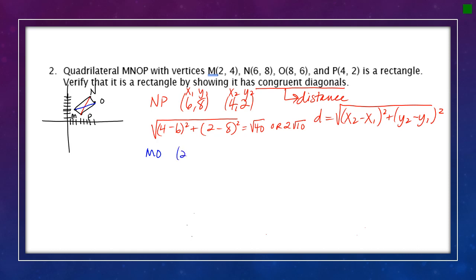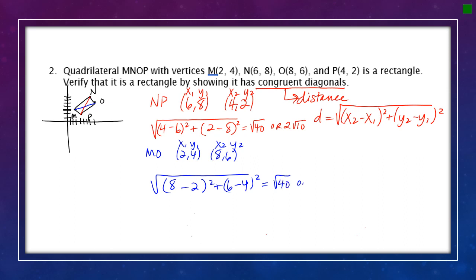And then for MO, my points are 2, 4, and 8, 6. So then when I plug this into the formula, I would have 8 minus 2 and 6 minus 4. And that grand total would be 36 plus 4 again, and that is also 40. Or again, 2 root 10 if you wanted to get fancy. So now I can see that I do in fact have equal distances. And that means that these two diagonals are in fact congruent to each other.